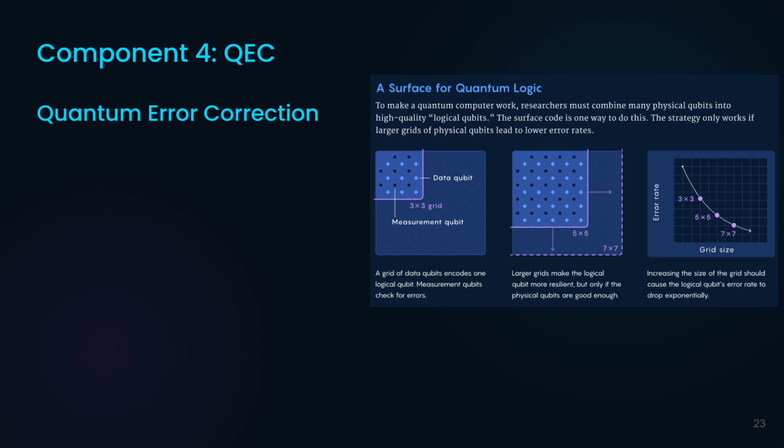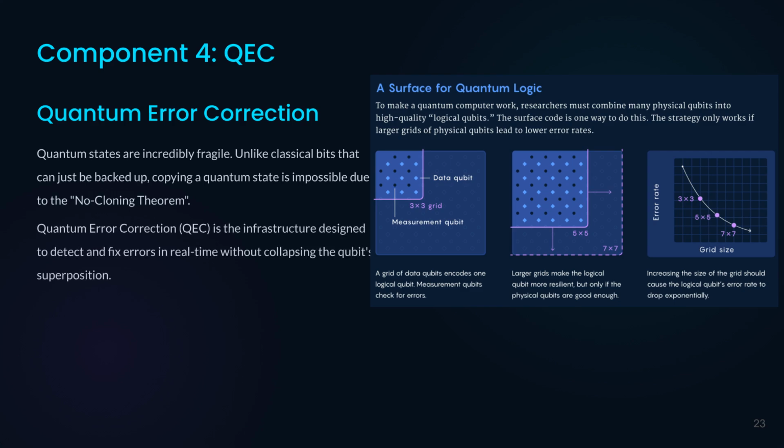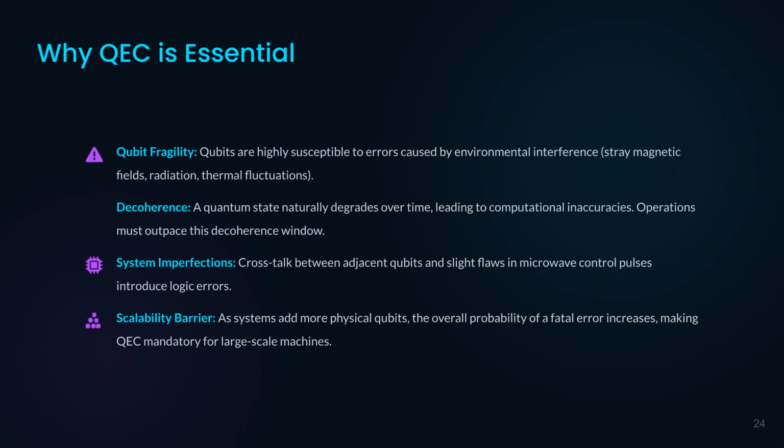Quantum error correction, or QEC, is a vital component. Because the quantum states are fragile and cannot be copied due to the no-cloning theorem, QEC infrastructure is used to detect and fix errors in real time. QEC is essential because qubits are highly sensitive to environmental interference, like radiation or magnetic fields. Without it, the decoherence of quantum states leads to inaccuracies that prevent scaling to larger, more useful systems.